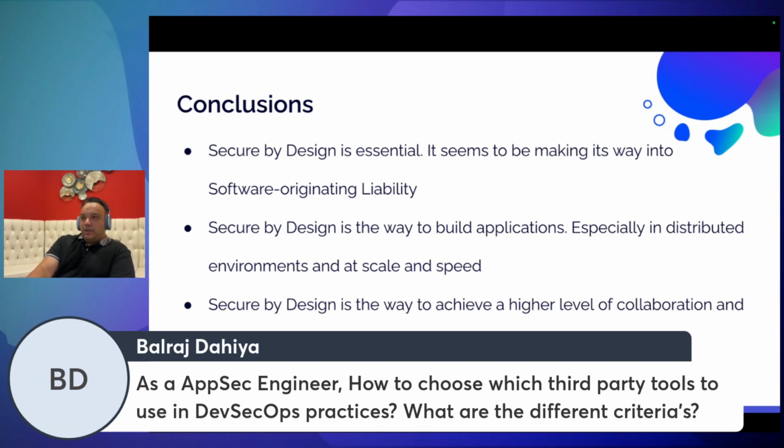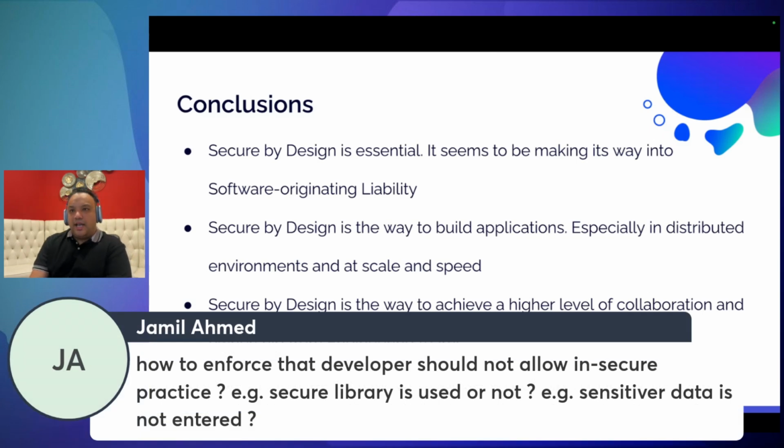All right. Another question from Jamil Ahmed, who asks, how to enforce that developers should not allow insecure practices, and that secure libraries are used or not? This can be done with static analysis. Again, you can do it with something like Semgrep. I do it with Semgrep all the time. I essentially check, is somebody using this, or is somebody not using this particular library to do this operation? That is something you can do. You can also do secret scanning and stuff like that, but really I would focus on using static analysis to enforce this.